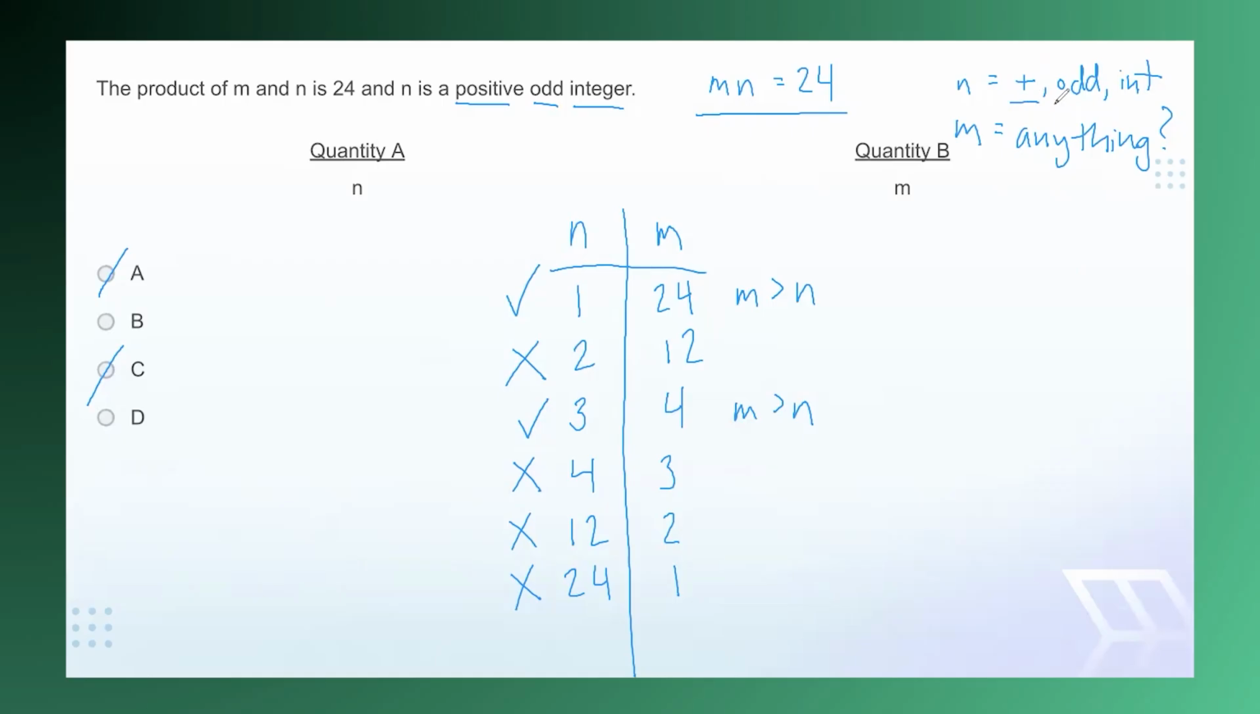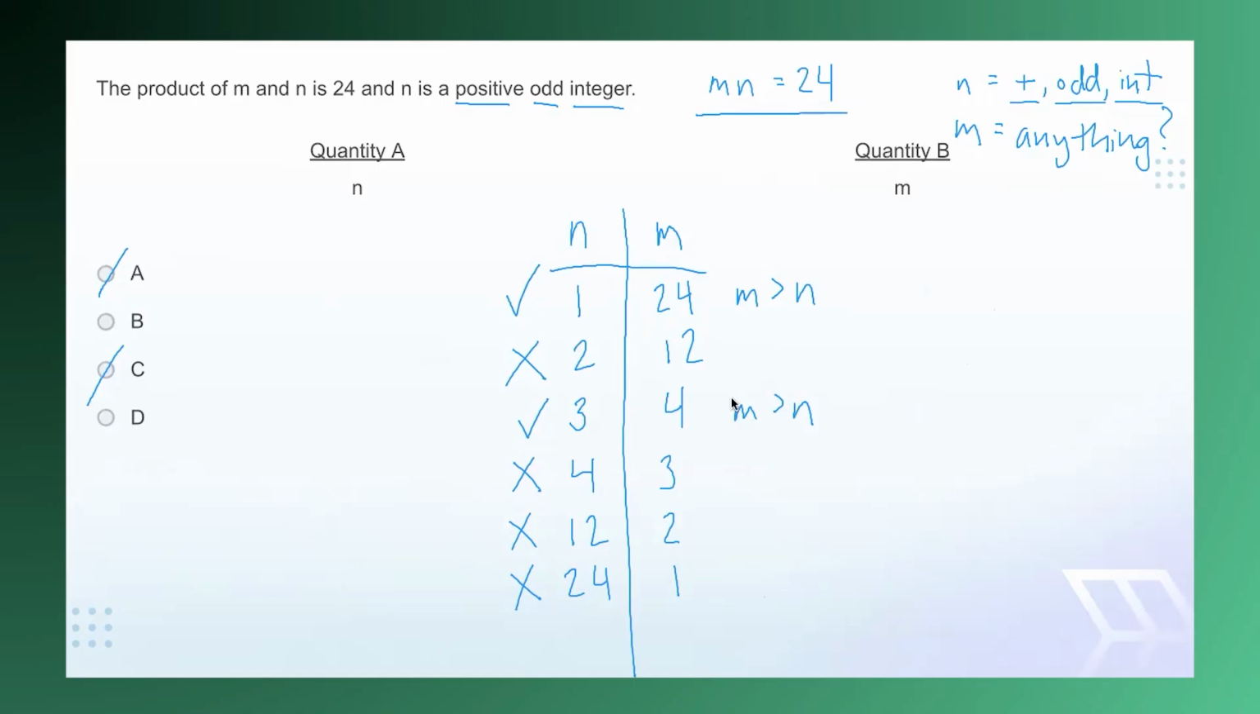Moving on, n is odd, but m could, in theory, be odd or even. Well, actually, we've already taken advantage of that in our factor pairs. In fact, if n is going to be odd, m cannot be odd because an odd times an odd is never going to be an even like 24. So we've already dealt with that. Strike two. Moving on, n is an integer, but m could, in theory, be an integer or a non-integer. Huh. Well, hang on a minute.